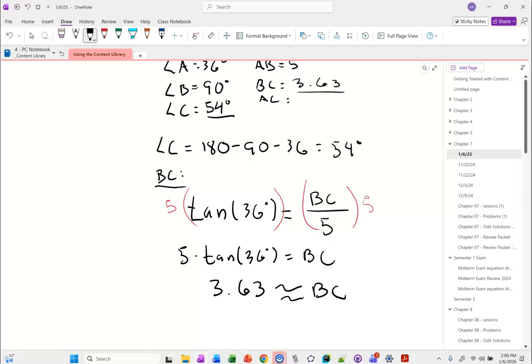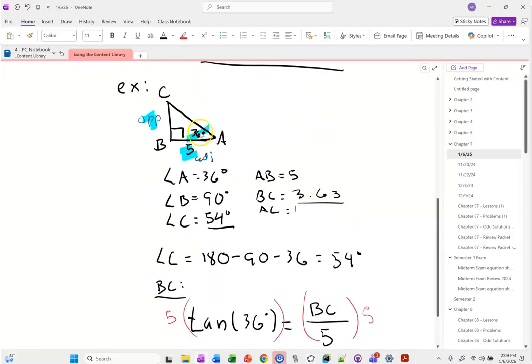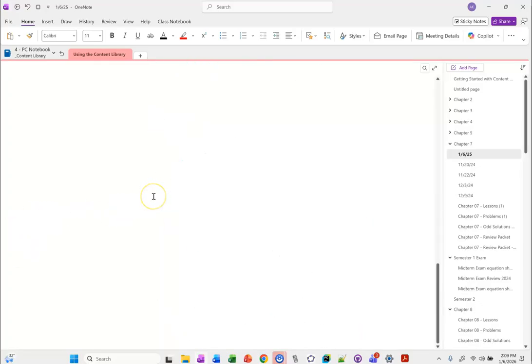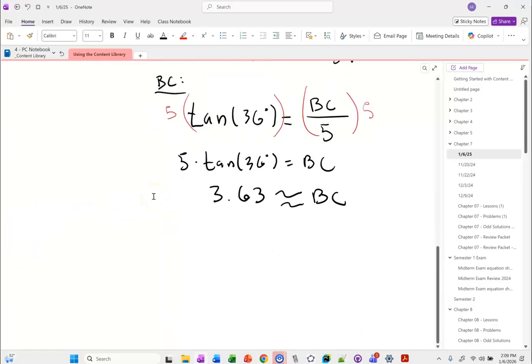Why did you use tan? Because when I looked at my picture, I chose to use angle A. BC was opposite angle A, and the side we were given was adjacent to angle A. So I needed a trig function that had opposite and adjacent in it, which is the TOA of SOHCAHTOA. So I used tangent. Yeah, perfect.